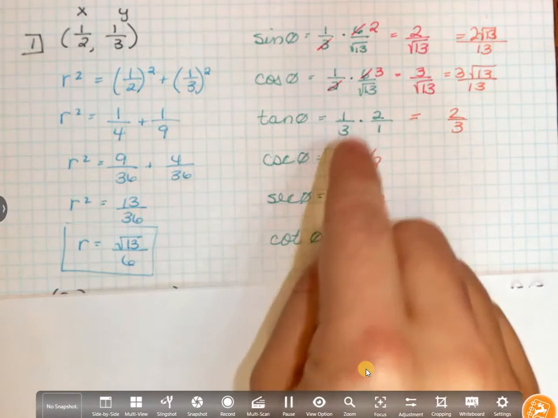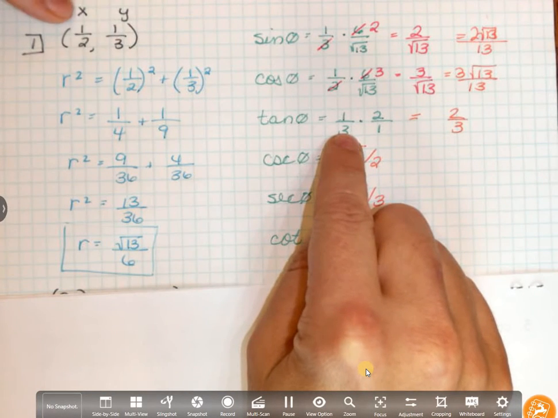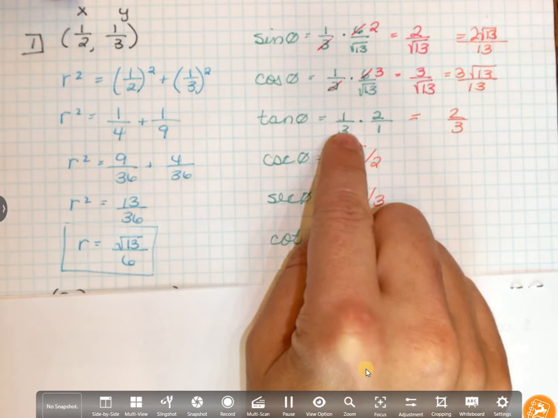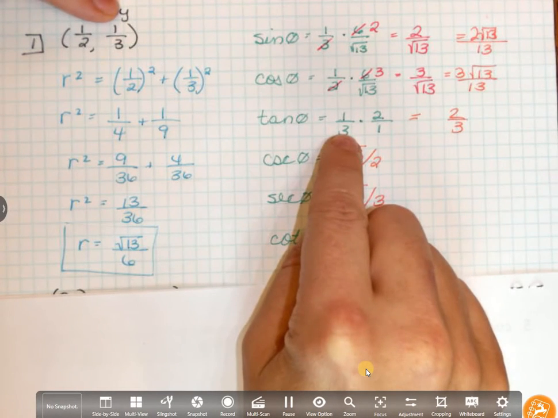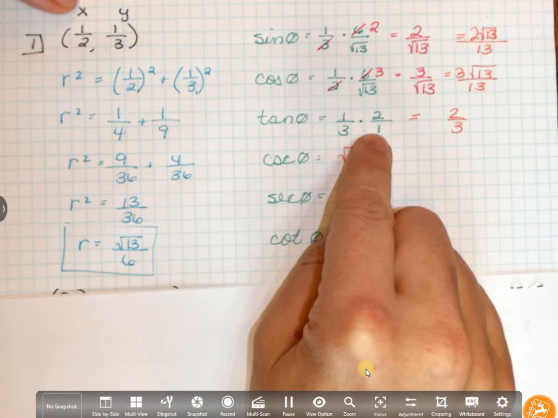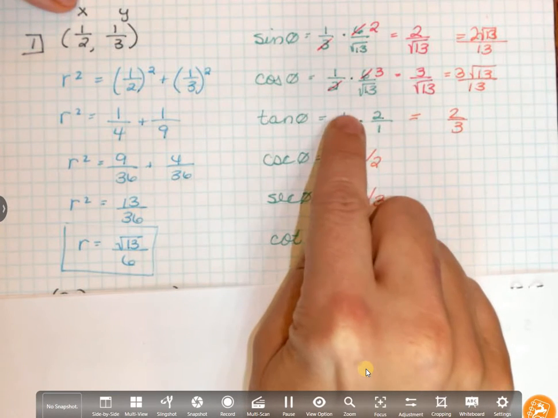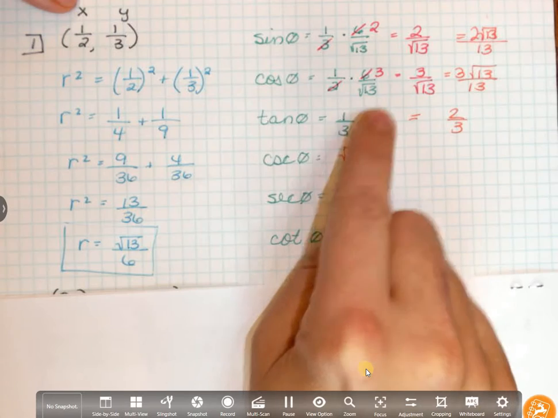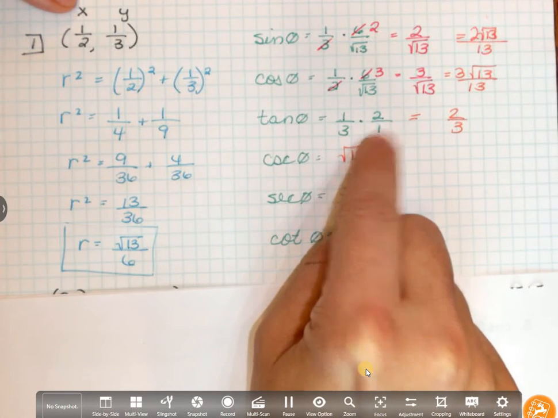Okay, the tangent is your y over your x. So I'm not going to do 1/3 divided by 1/2. I'm going to times by the reciprocal. So 1/3 times the reciprocal is times 2 over 1. And to multiply that, it's just numerator times numerator, denominator times denominator.